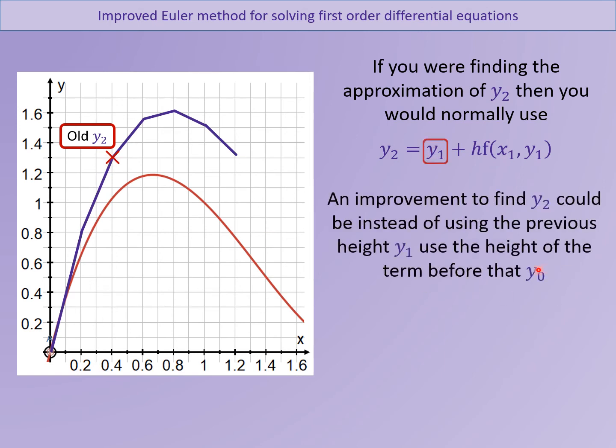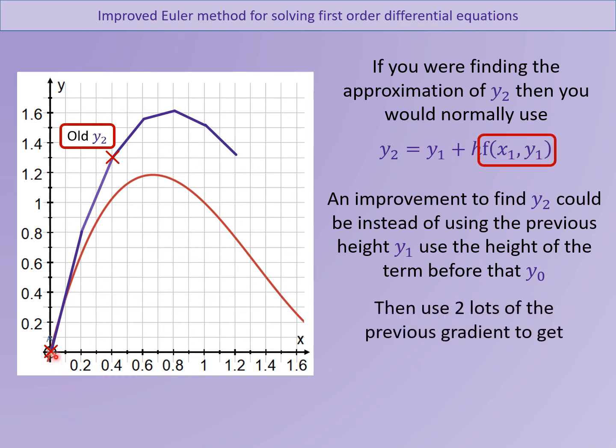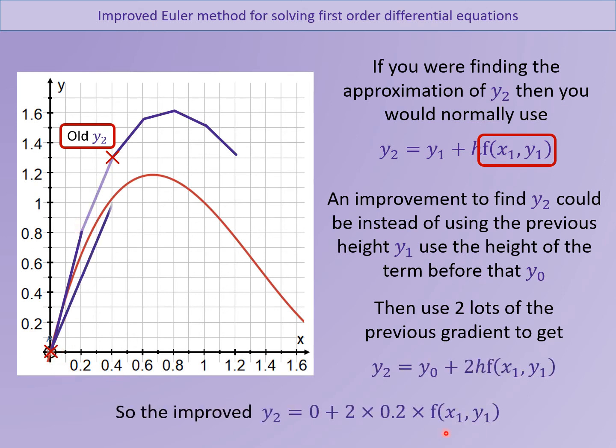So what I'm going to do is change the formula. I've realised there's an improvement. If instead of using the y1 at that point, I'm going to use y0 at that point. And instead of adding just one lot of that gradient there, I'm going to add two lots of the previous gradient. So from that point, instead of going up to there, I'm just going to do that point plus two amounts of this gradient. So I've worked out the gradient there and I've added it on.